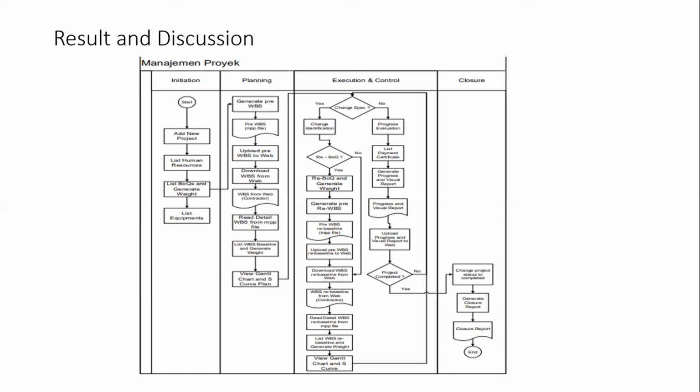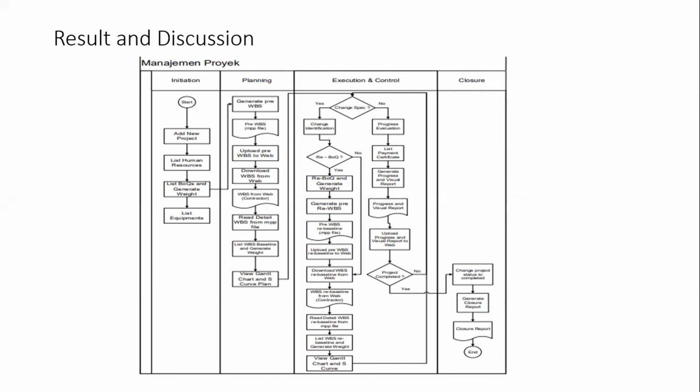So the business process in the project management application starts at the initiation, inputting the new project data which will be managed by the application. After creating a new project, the human resource list is input along with the project, followed by the BOQ list and the equipment list needed by the project, and it continues in the planning process.